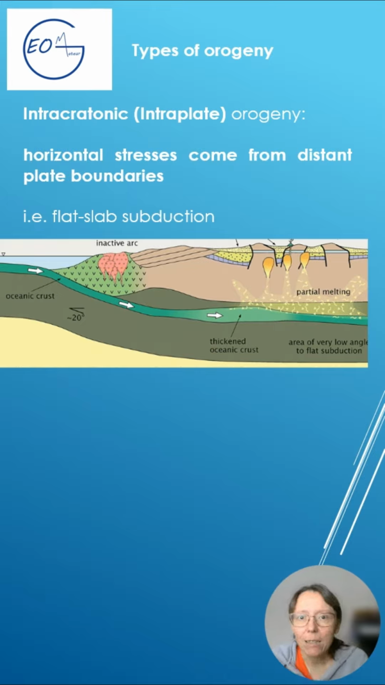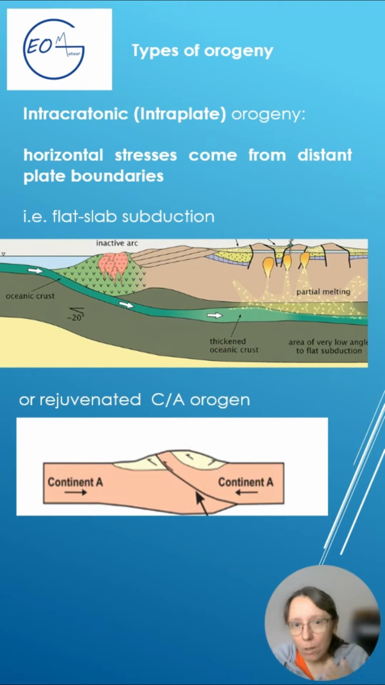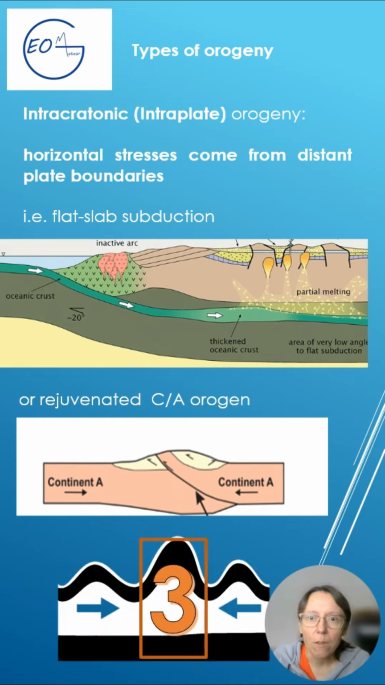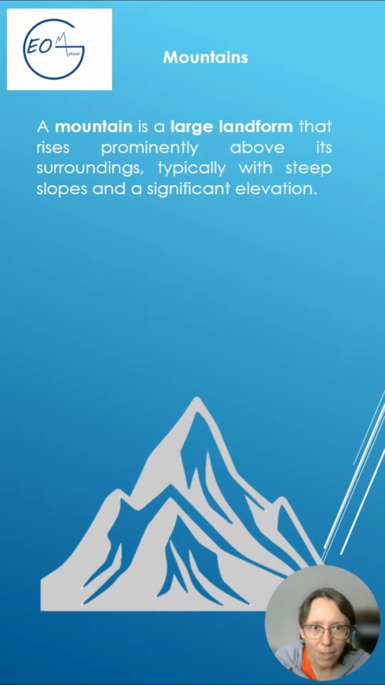In this case, horizontal stresses come from distant plate boundaries. For instance, flat slab subduction produces this type of orogeny, or rejuvenated collisional or accretionary ancient orogen. In both cases, all three criteria are met.